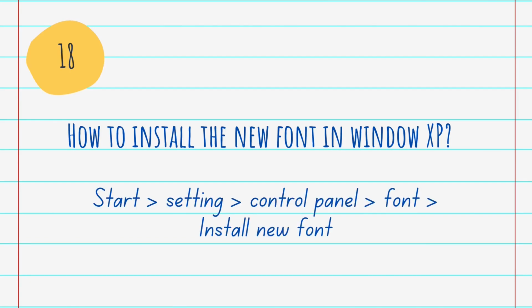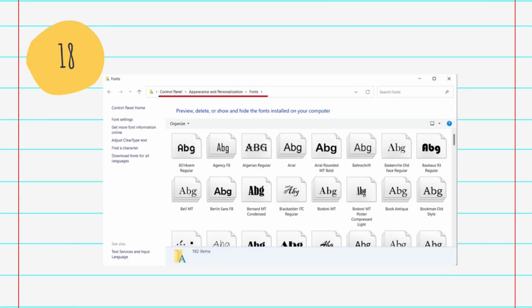From the start menu, first go to settings and then select the control panel. Open or select the appearance and themes category. Select fonts from the See Also panel at the left of the screen. In the fonts window, select the file menu and choose install new font.